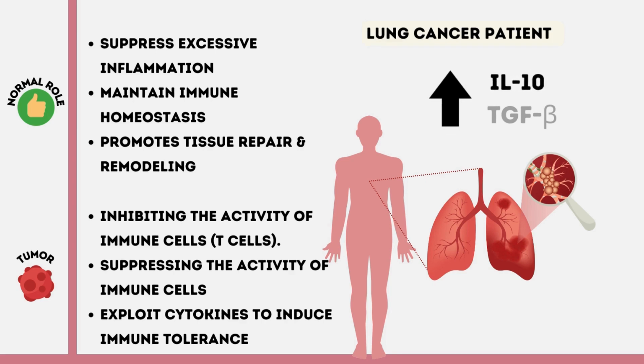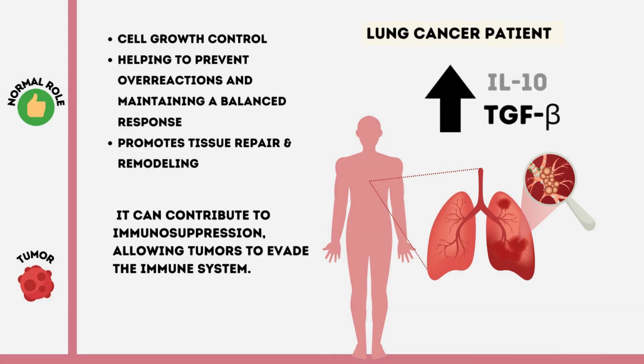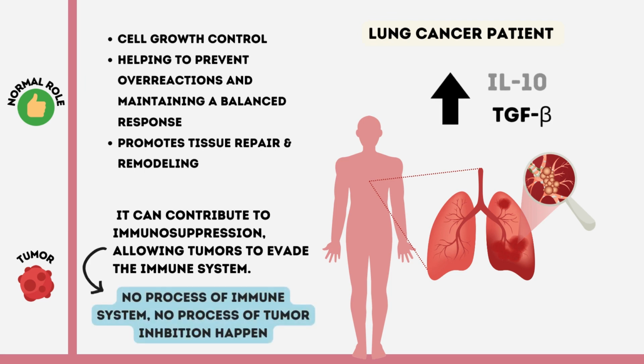So, tumors can exploit these cytokines to induce immune tolerance, essentially tricking the immune system into not recognizing them as threats. This strategy helps the tumor cells evade detection and destruction. For TGF-beta, the increasing amount of it in lung cancer can contribute to immunosuppression, allowing tumors to evade the immune system. When there is no immune system response, then there is no tumor inhibition.